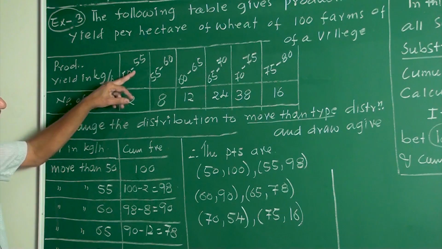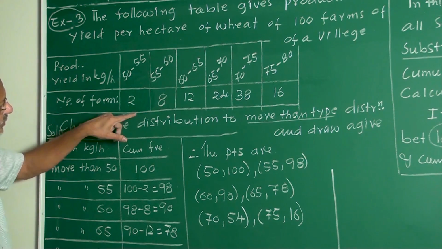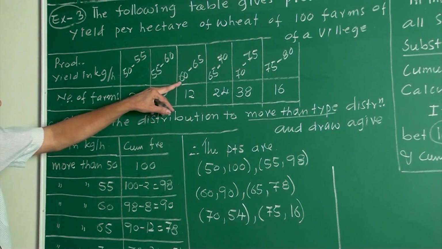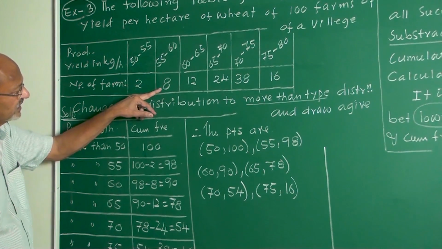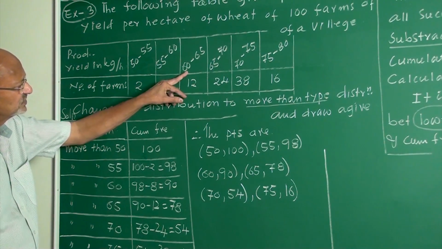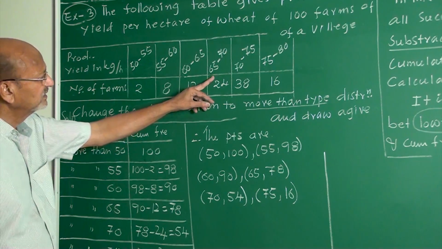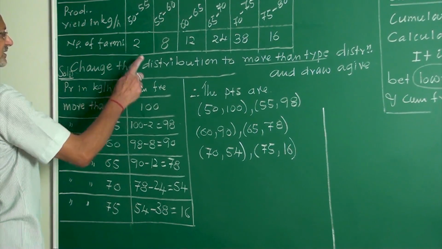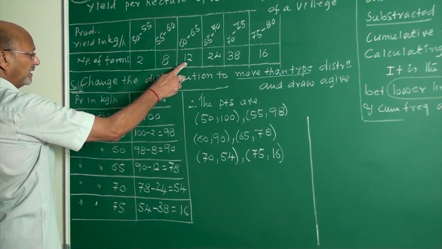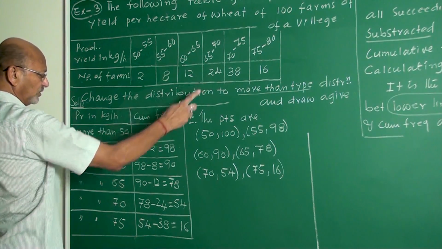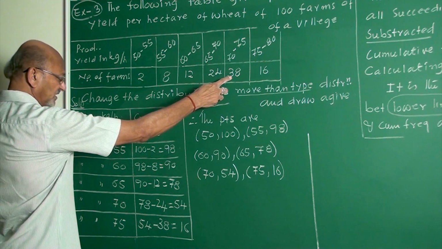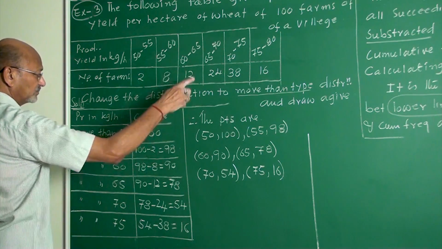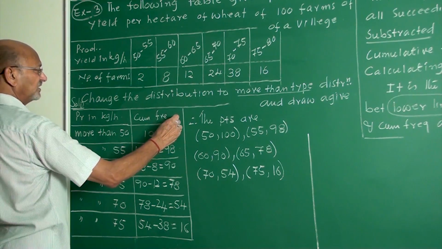It is between 50 to 55. You wanted more than 55, so you must deduct this 2 from this 100. 100 minus 2 is 98. Next, more than 60: in 98 you have to deduct 8, it is 90. Then more than 65, more than 70, like this. So 100 minus 2 is 98, minus 8 is 90, minus 12 is 78, minus 24 is 54, 54 minus 38 is 16, which is more than 75. These are the cumulative frequencies, my friends.